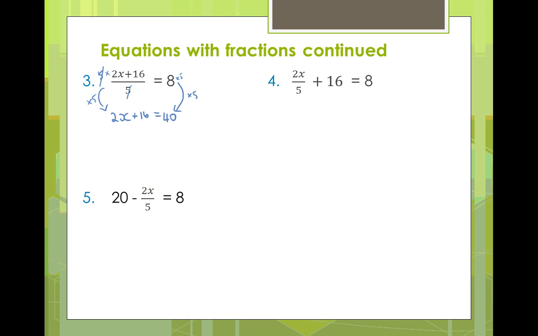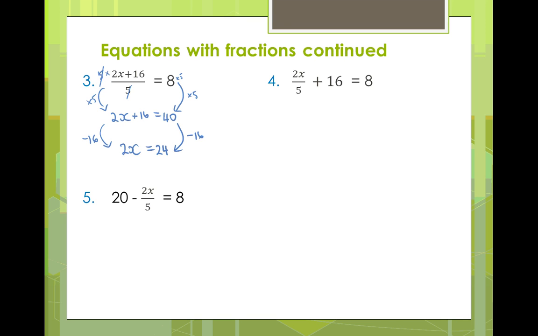Okay, using that principle again of trying to make our equivalent equations a little bit simpler each time, this time I'm going to have a go at removing the 16. It's adding, so I'm going to be subtracting. What am I left with on the left hand side? 2x. What am I left with on the right hand side? Whatever 40 take away 16 is, which in this case is 24.